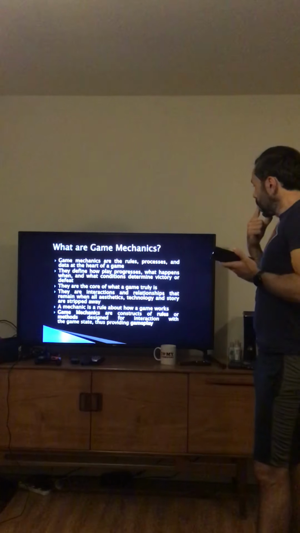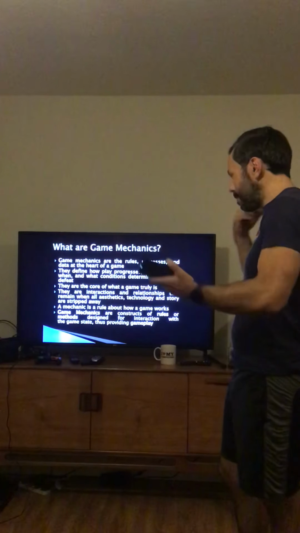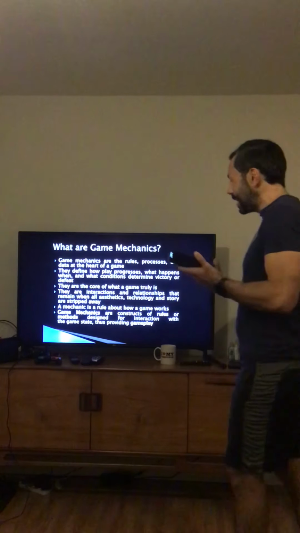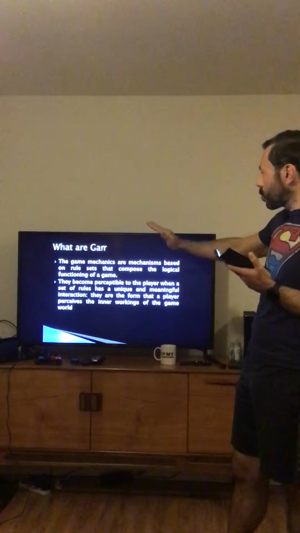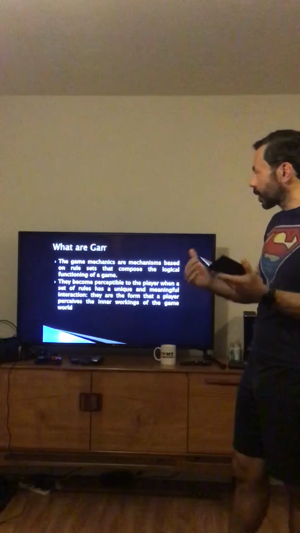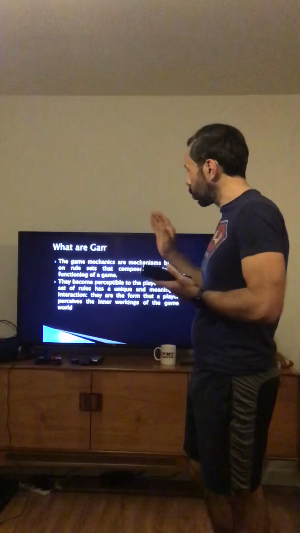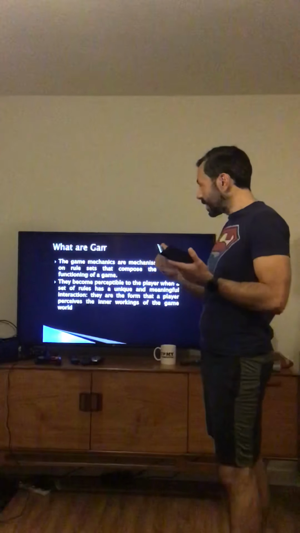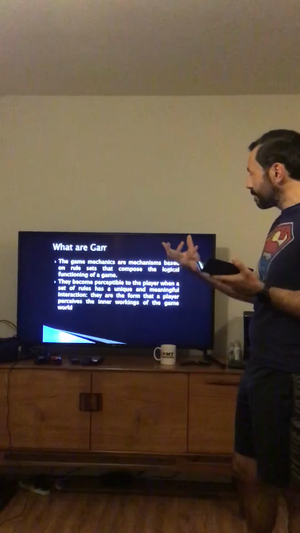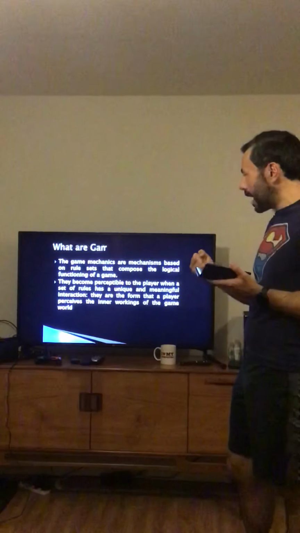Okay, it's a rule about how a game works. The constructs of rules or methods designed for interaction with the game state, thus providing the gameplay. Mechanics are mechanisms based on rule sets that compose the logical functioning of a game. So I'm probably giving far too many definitions here, but it's nice to fixate on one and get it clear in your brain. Then they become predictable to the player when a set of rules has a unique and meaningful interaction. They are the form in which a player perceives the inner workings of the game world.